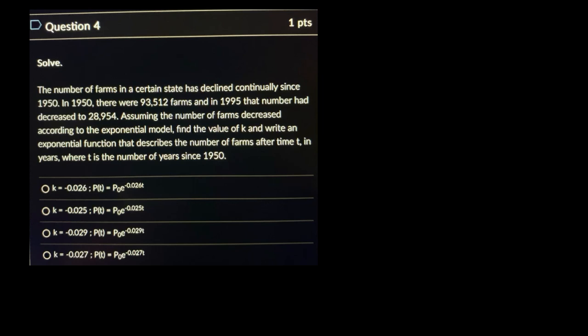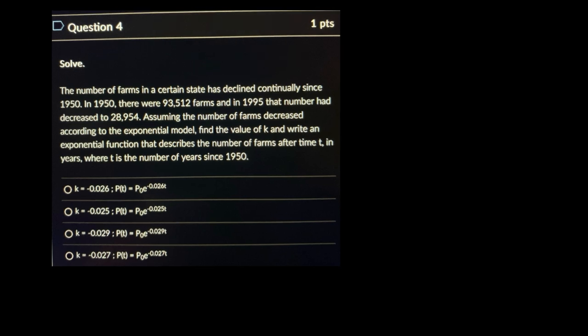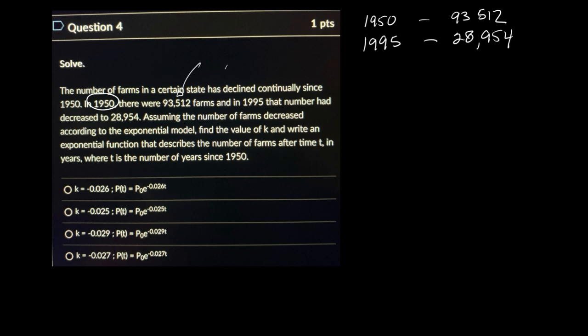Okay, here's a couple of good exponential function questions. It says the number of farms in a certain area decreased. So it started with 93,512 in 1950. Let me write that. 1950, there were 93,512. And then in 1995, there were only 28,954. Assume an exponential model, find the value of k, and write an exponential function.